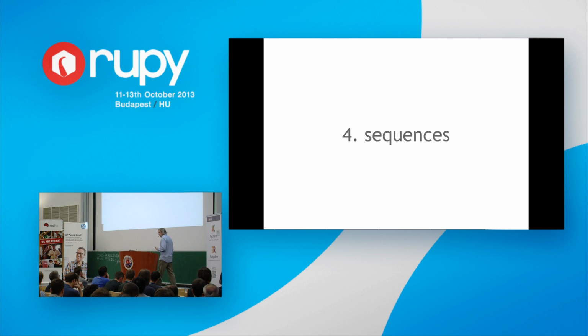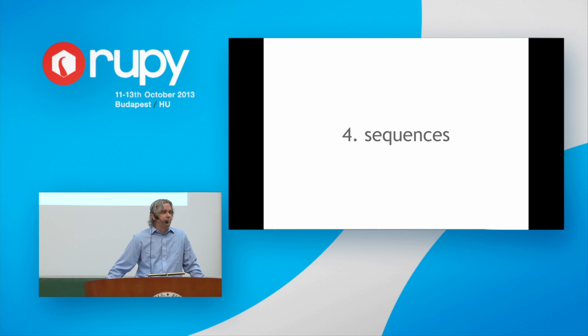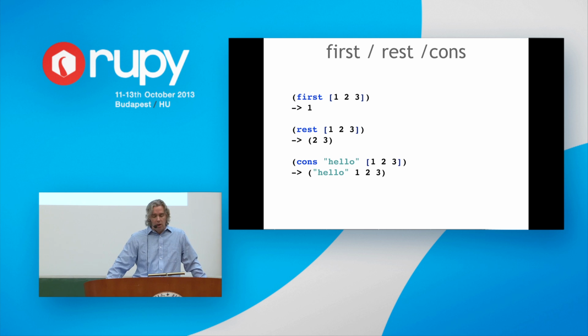So the fourth idea I want to talk about is sequences. A sequence you could think of as an immutable iterator. So it has sort of the same relationship to iteration that these immutable data structures have to objects. And so you can look at the results of calling some sequence functions. So if I call first on 1, 2, 3, I'll get the first, 1. If I call rest on 1, 2, 3, I'll get the rest, 2, 3. And then cons, construct, is stick something on the front. So cons hello 1, 2, 3 gives me hello, 1, 2, 3.